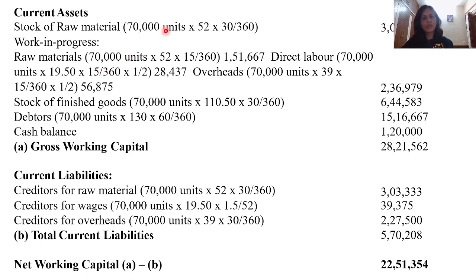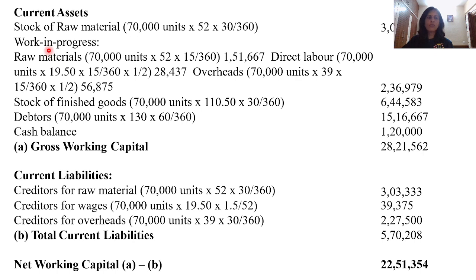Now how we will calculate it? Firstly, in every calculation you will see this 70,000 unit is written, means annual production. This we are going to write. Multiply with 52. What is this 52? This is the unit rate of raw material. Then 30. 30 is how much? Because it is told 1 month. The raw material is kept in a store for 1 month. So 1 month means 30 days. It was given in a question that we will take for 1 month 30 days. Then divided by 360. Because in 1 month 30 days, so in 12 months it's going to be 360.